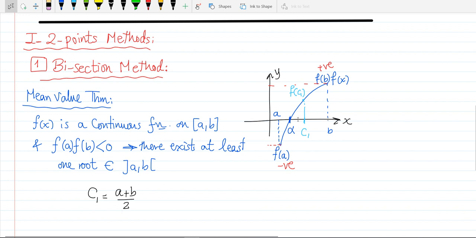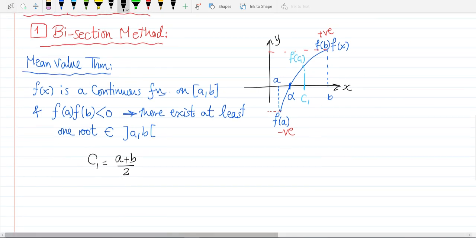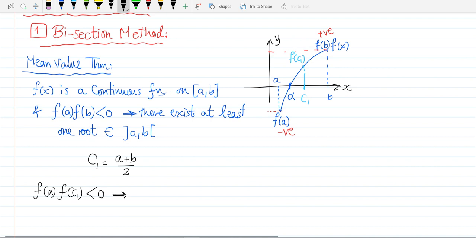You can imagine that the exact root alpha exists in the interval A C1, but you have to check the condition of existence of a root, which is to multiply f of A by f of C1. So f of A multiplied by f of C1 gives a negative value, less than zero. So alpha for sure belongs to the interval A C1. Now we limit the whole interval from A to B to a smaller interval, A C1.